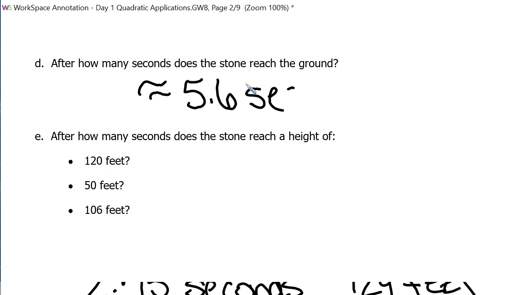And then the last part, part E, after how many seconds does the stone reach a height of 120 feet, 50 feet, and 106 feet? So those are three separate questions. And if they're talking about feet, they're talking about the Y value. So they want to know, when is the Y value 120? When is the Y value 50? When is the Y value 106?